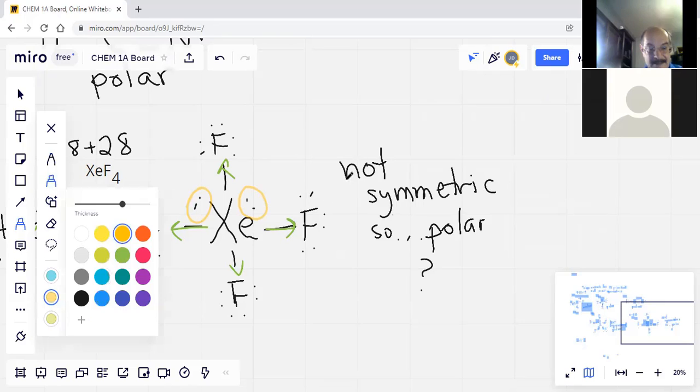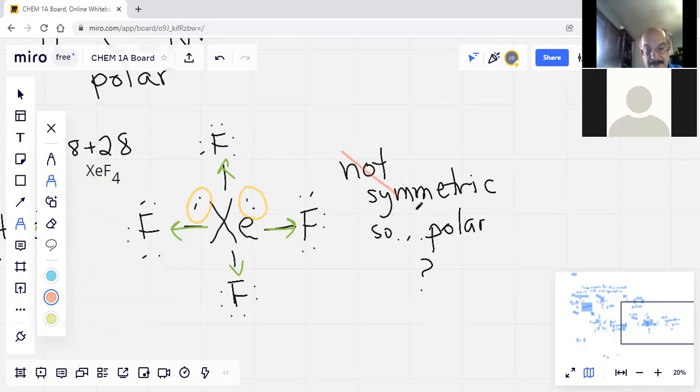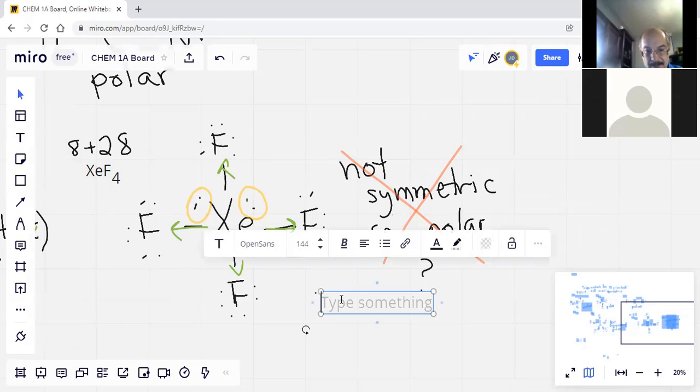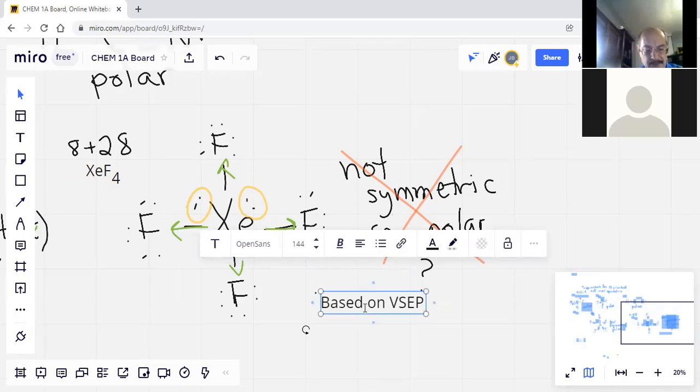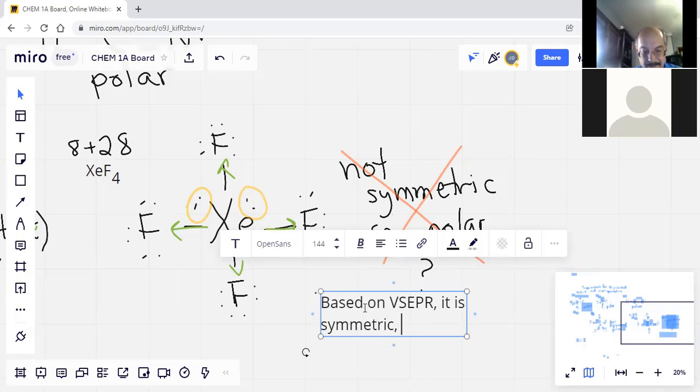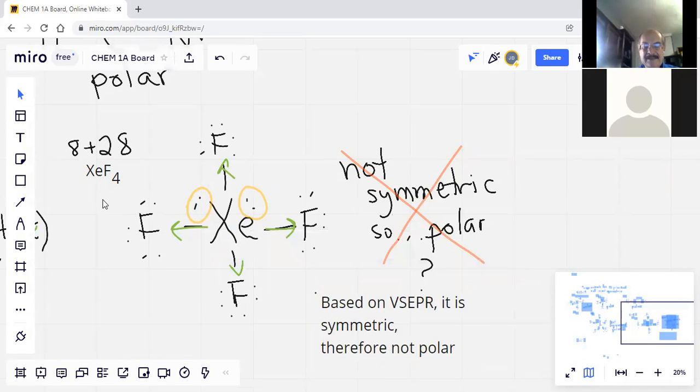So let's come back here and say, you are incorrect. It turns out that this molecule, based on VSEPR, is symmetric, therefore not polar.